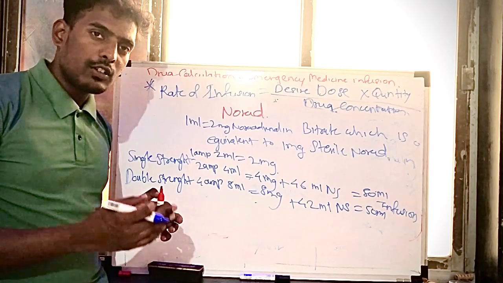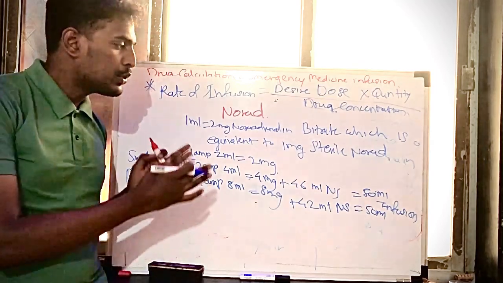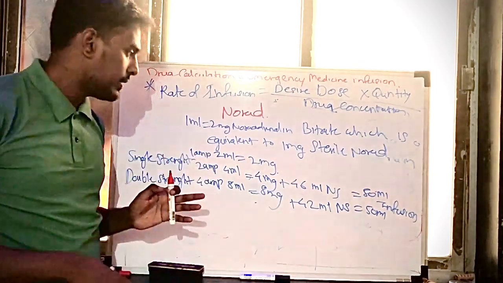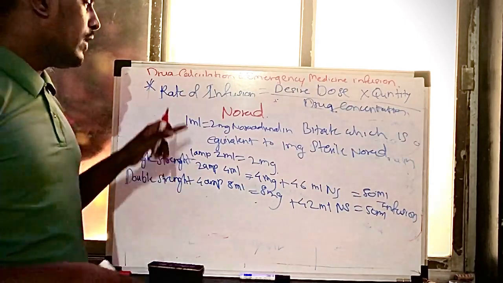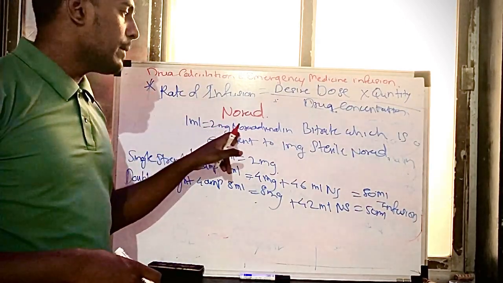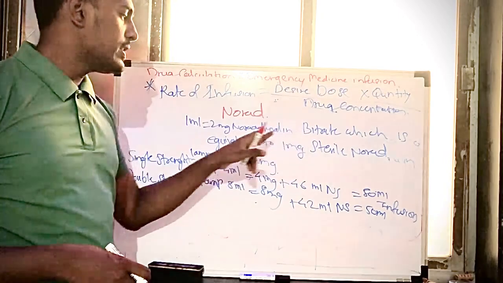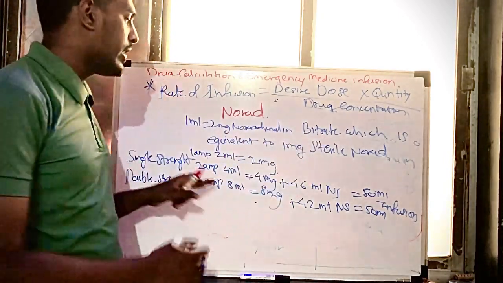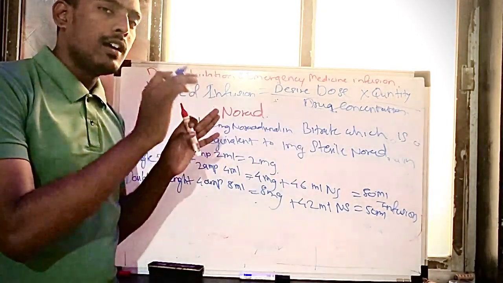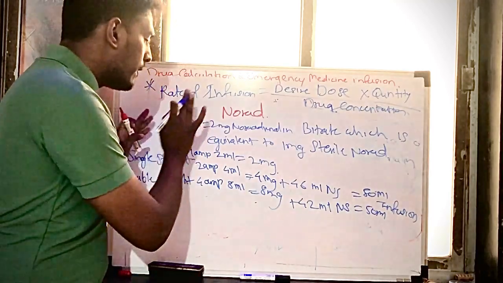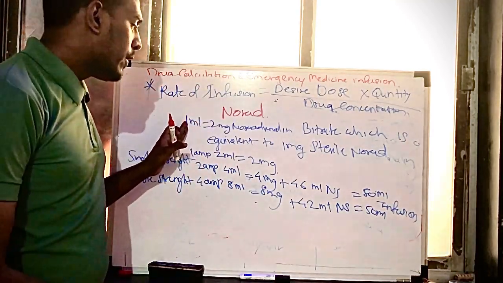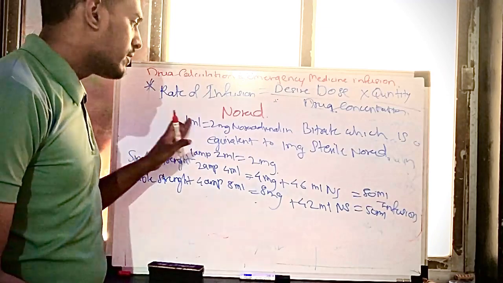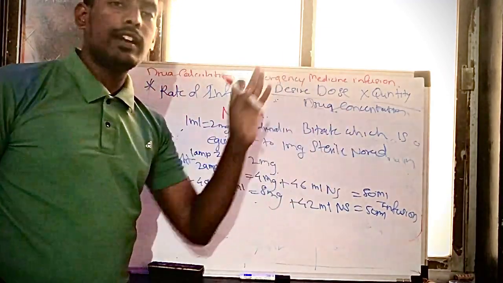Now, when the doctor tells you about the NORAD infusion, you should know the basics of the NORAD. Okay, so 1 ml of the NORAD contains 2 mg of noradrenaline bitartrate, which is equivalent to 1 mg of sterile NORAD. Let it be. You always consider your 1 ml of the NORAD is equal to 1 mg of sterile noradrenaline.